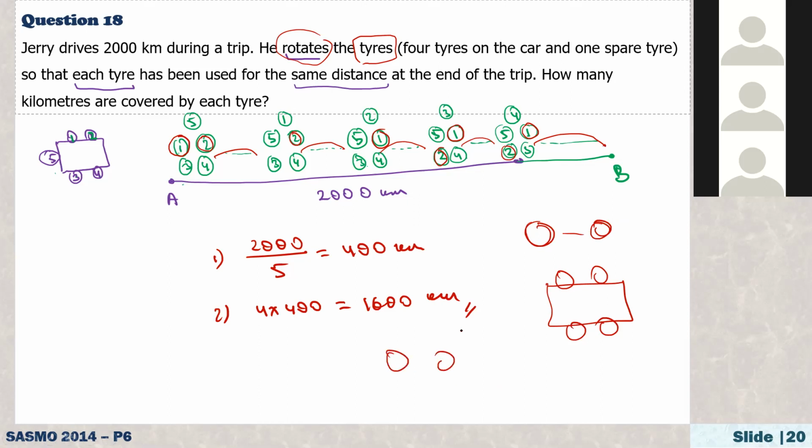Because as you travel more and more, the tire gets more damage, so you have to change it. If you rotate them, none of the tires will be damaged seriously, so that you can reach your destination safely. And that's why we are rotating the tires.